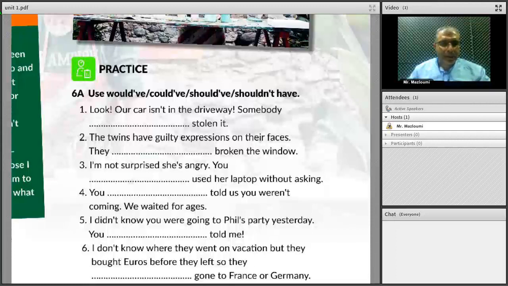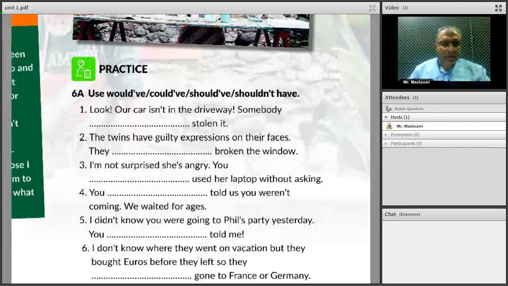Number one, look, our car isn't in the driveway. Somebody may have, could have, or might have stolen it. We're just making a guess. So may have, might have, or could have stolen it. By the way, driveway means the area in front of your garage. Yes? And the area between the street and your house. We call it the driveway.